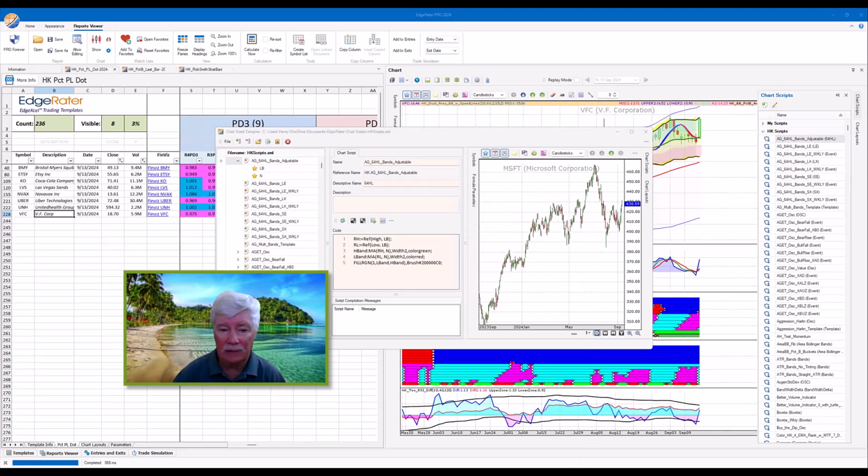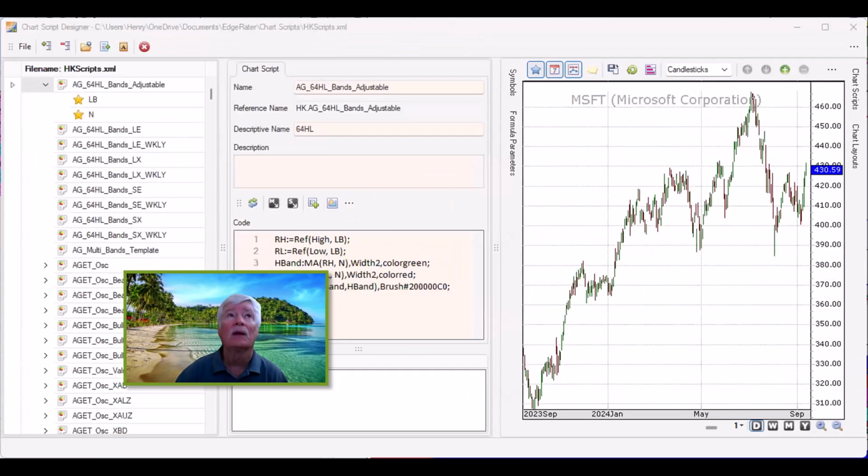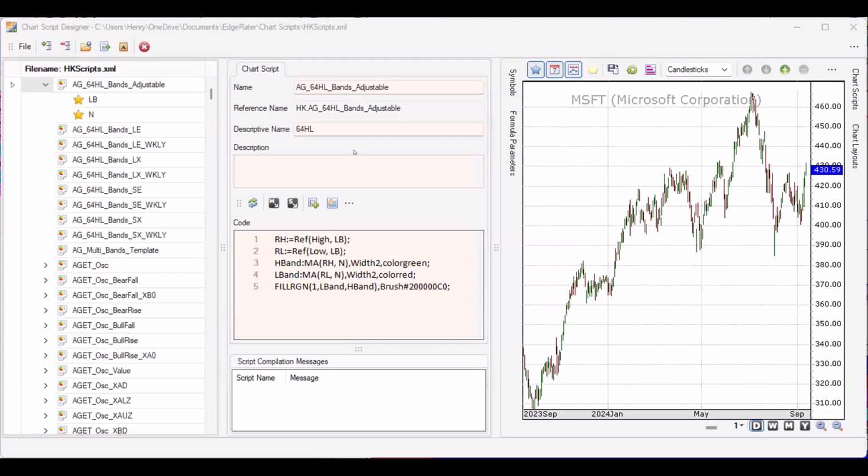the designer, the script designer. Everybody can see the script designer. This is the code. And the reason I call it reference high is because I'm referencing it. I'm taking the high and I call it a look back. How far back do I want it to go? Same thing with the low.